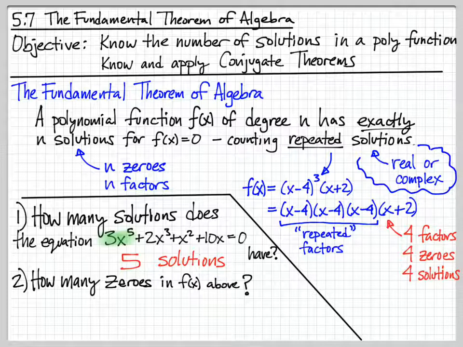How many zeros are in f of x above? That's the same thing, because zeros are the same things as solutions. They're the same thing as factors. So again, there are 5 zeros. So the fundamental theorem of algebra is actually quite simple. A quadratic formula, for example, will have 2 zeros. A linear equation, y is equal to 3x plus 2, will have 1 zero.